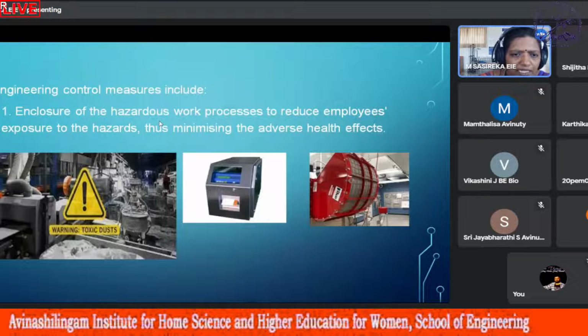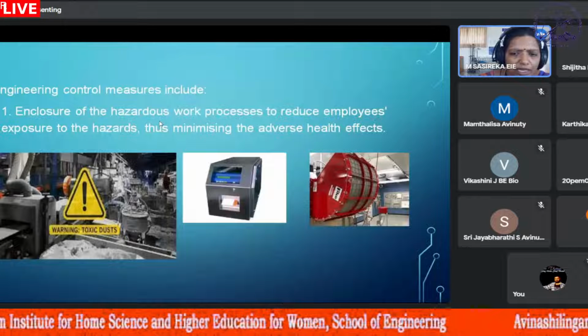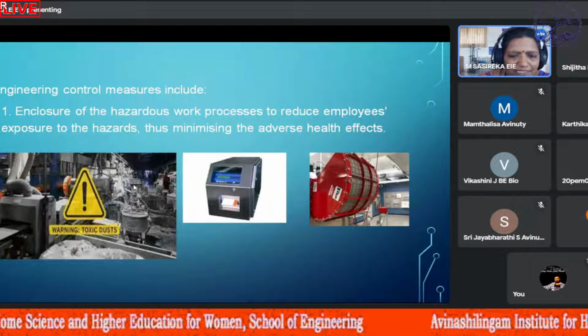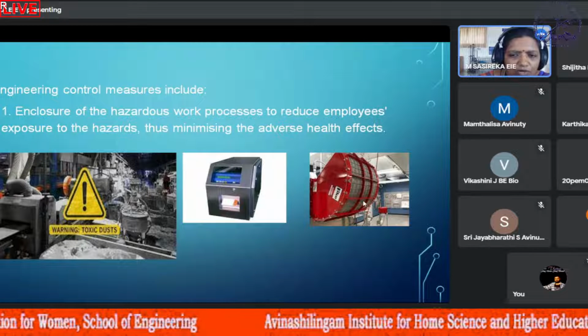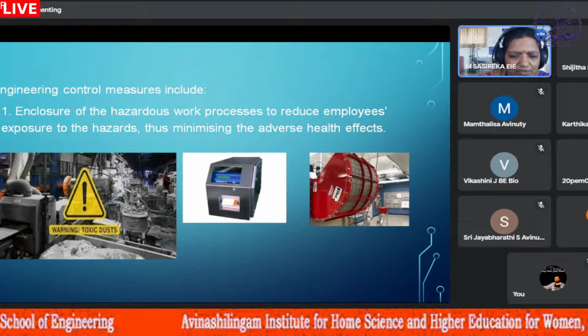So for digging a hole, you can use machinery, and for asbestos, you can go for a closed environment, so the dust will not spread over the entire surface.